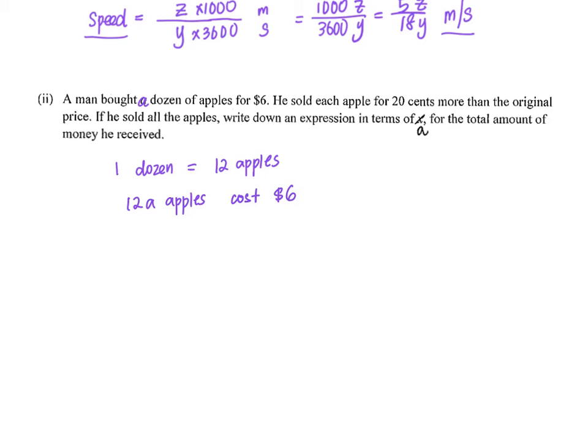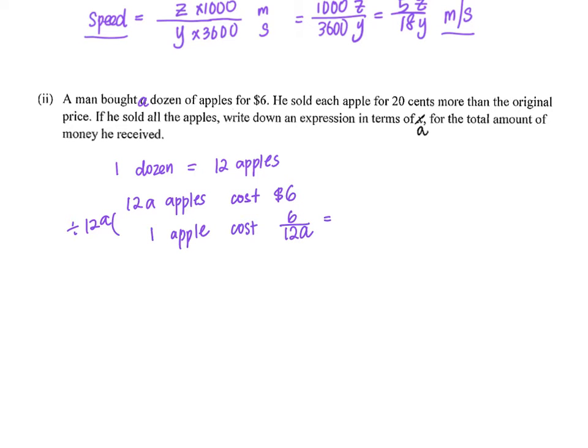He sold 1 apple for 20 cents more than the original price. That means I'm asked to find the price of what? 1 apple, right? So I got 12 apples to be $6. How to find only 1 apple? Divide by 12. What letter? A. So I take $6 divided by 12A. Can I simplify this?